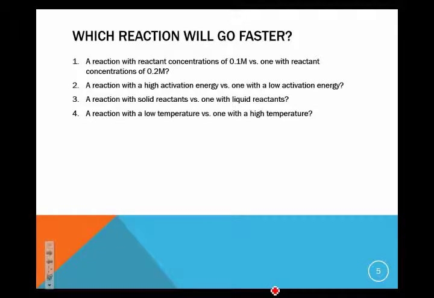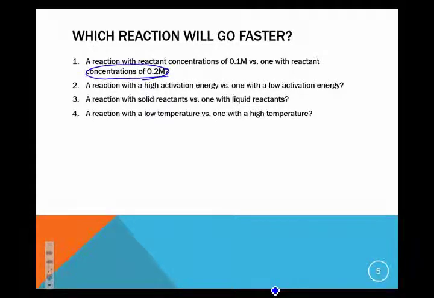So, which reaction will go faster? If you have a reaction with a reactant concentration of 0.1 molar versus one with a reactant concentration of 0.2 molar, what do you think? Well, 0.2 molar is a higher concentration. You've got more stuff, so that's likely going to be the faster reaction.